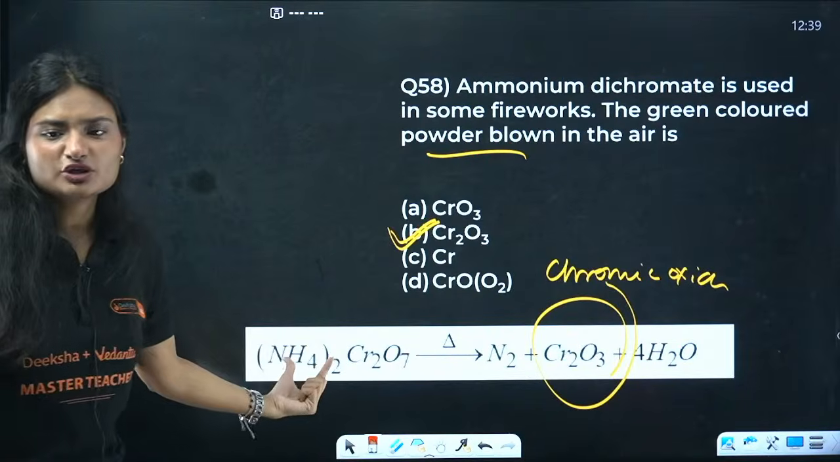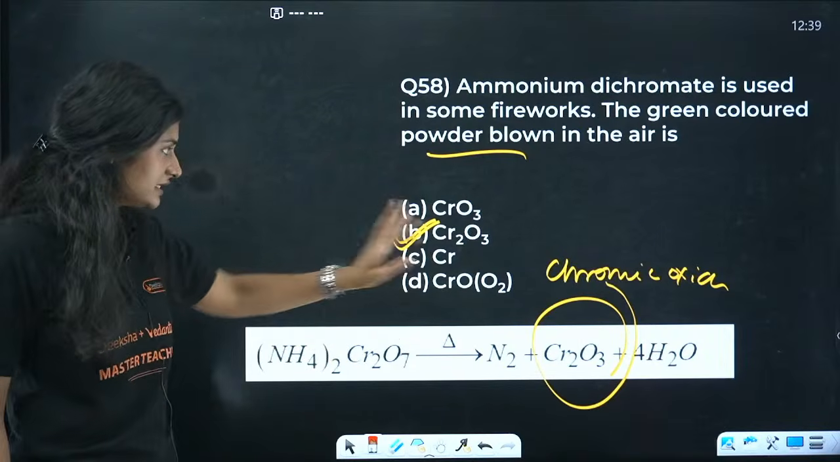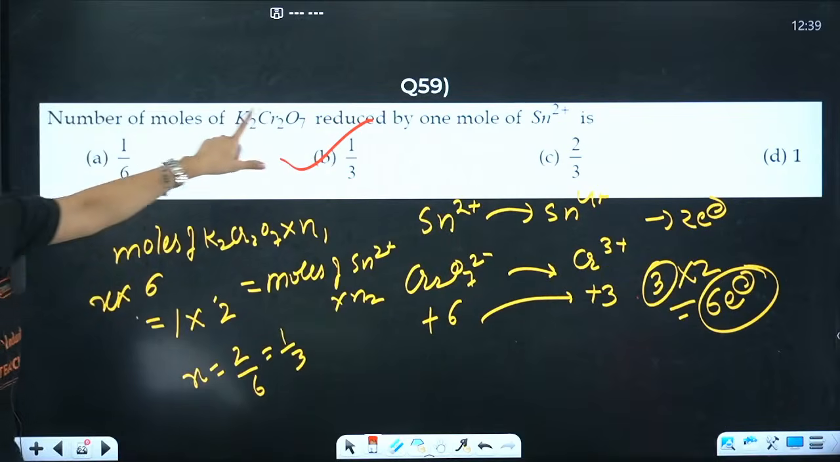Ammonium dichromate. When it dissociates, we get a green colored compound, that is chromic oxide, Cr2O3. This one question you might get confused.